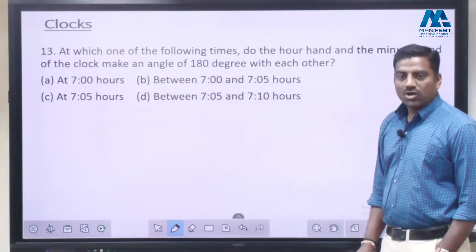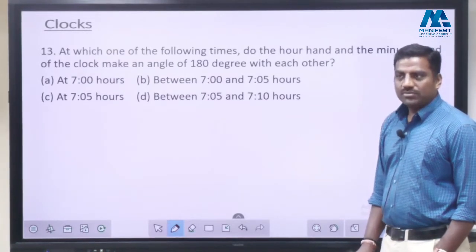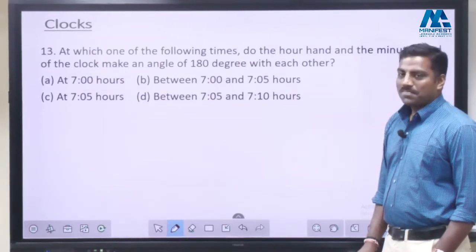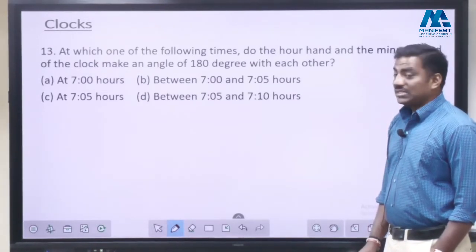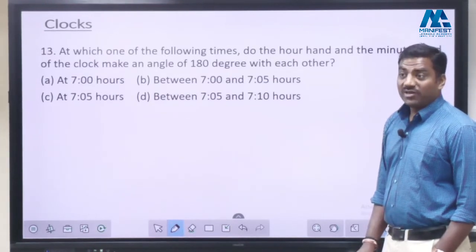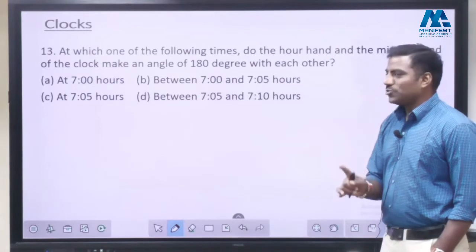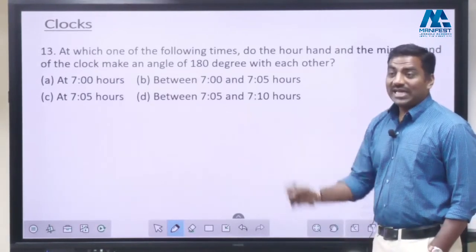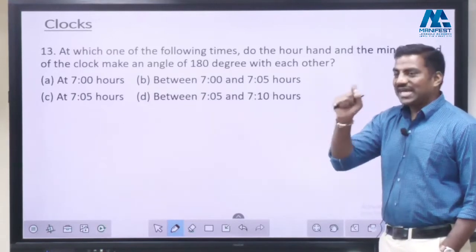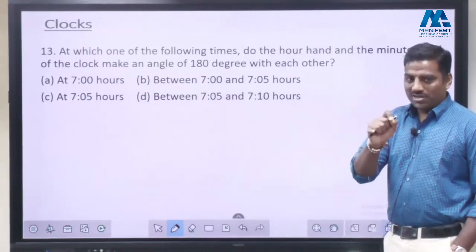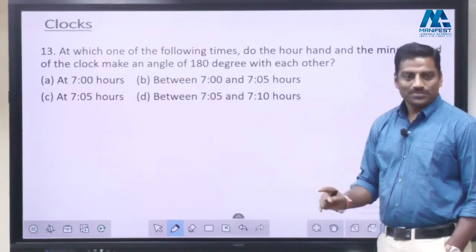Is it at 7 o'clock? Is it at 7:05? Between 7 and 7:05? No. Between 7:05 and 7:10? That has to be the answer. Not at 7:05. When they give "at", it is exact. Around. If they give "around", then you can mark that also.